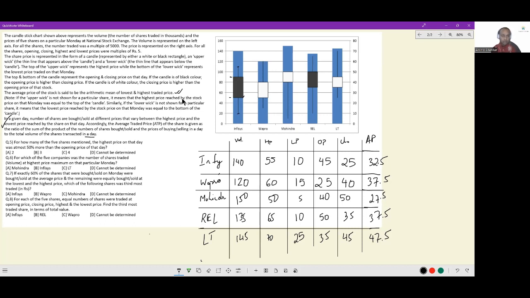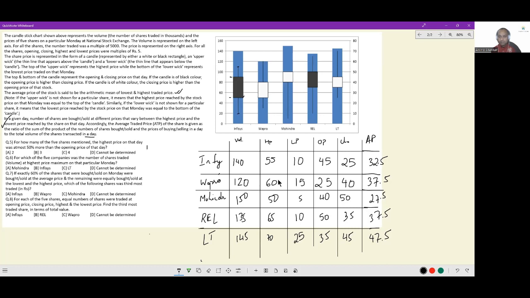Okay, let's see. For how many of the 5 shares mentioned, the highest price on that day was at least 50% more than the opening price of that day. So if it is 50% or lower, it is fine. If it is higher than 50%, then it is a problem. So opening price for Infi is 45, highest price is 55. 50% more than 45 is 67.5. It is lower than that. So Infi should be counted. One company should be counted.